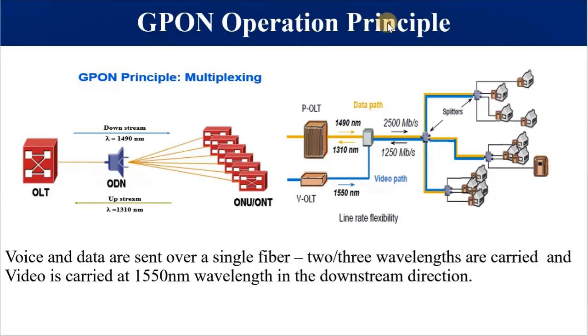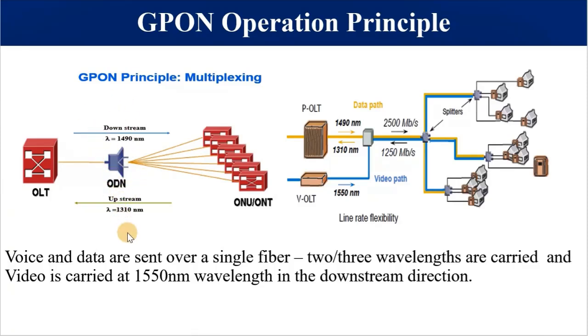GPON operation principle, we are going deeper. We looked at this in our first introductory presentation to GPON. The principle of GPON is called multiplexing. We've got our OLT, which is our exchange, and our outdoor network, which is between the OLT and the ONT. In the downstream direction we've got 1490 nanometers, and in the upstream direction 1310 nanometers. All these are sent through one fiber. This is multiplexing, and impliedly FDM.